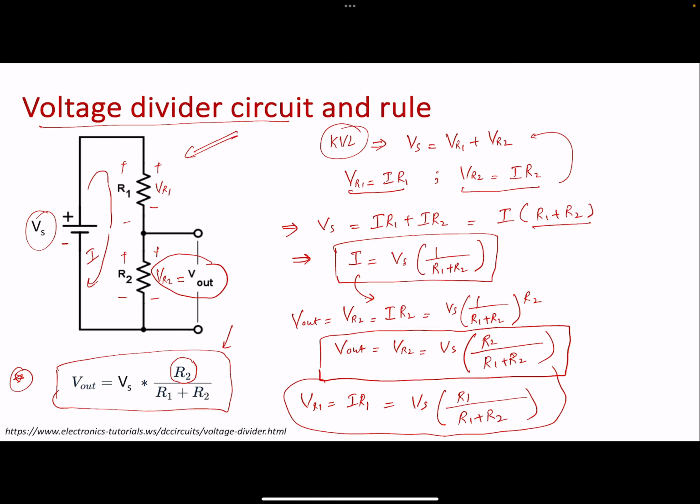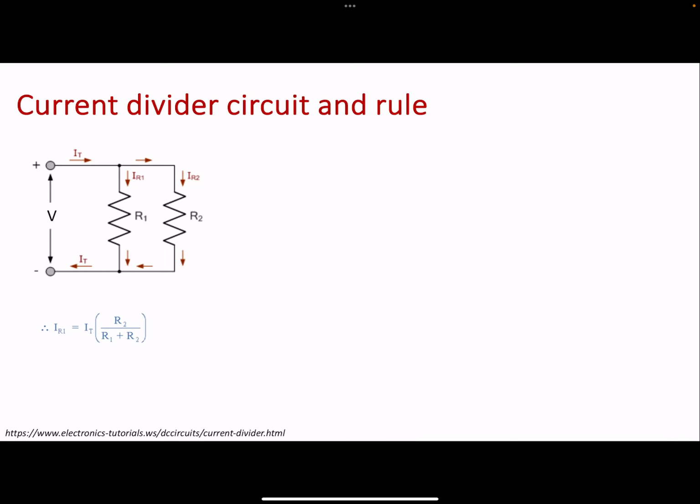Okay, so let's very quickly look at the current divider rule, the current divider circuit as well, which is slightly more interesting. Essentially, again, now you have two resistances in parallel, R1 and R2, right? And the idea is that V is the supply voltage, IT is the total amount of current it is providing, and this IT gets divided at this node into IR1 and IR2, right? So IR1 and IR2. At this node, we can call this node A.